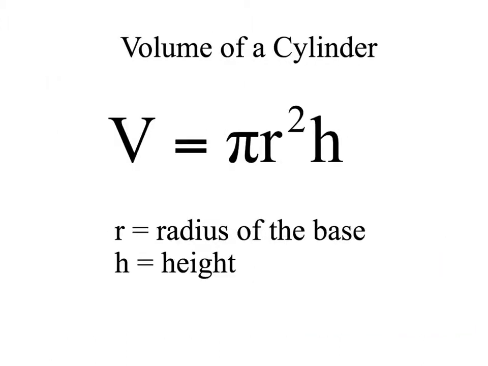So we're going to start with the volume of a cylinder. Volume of a cylinder is pi r squared h. R is your radius, and h is your height.